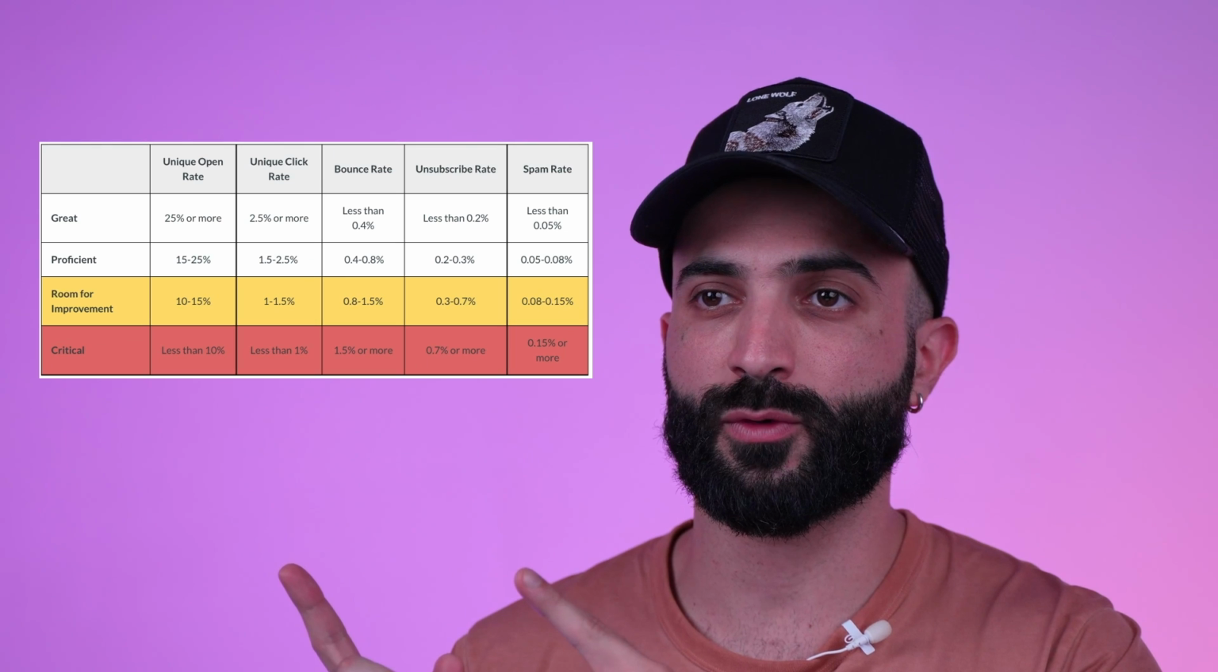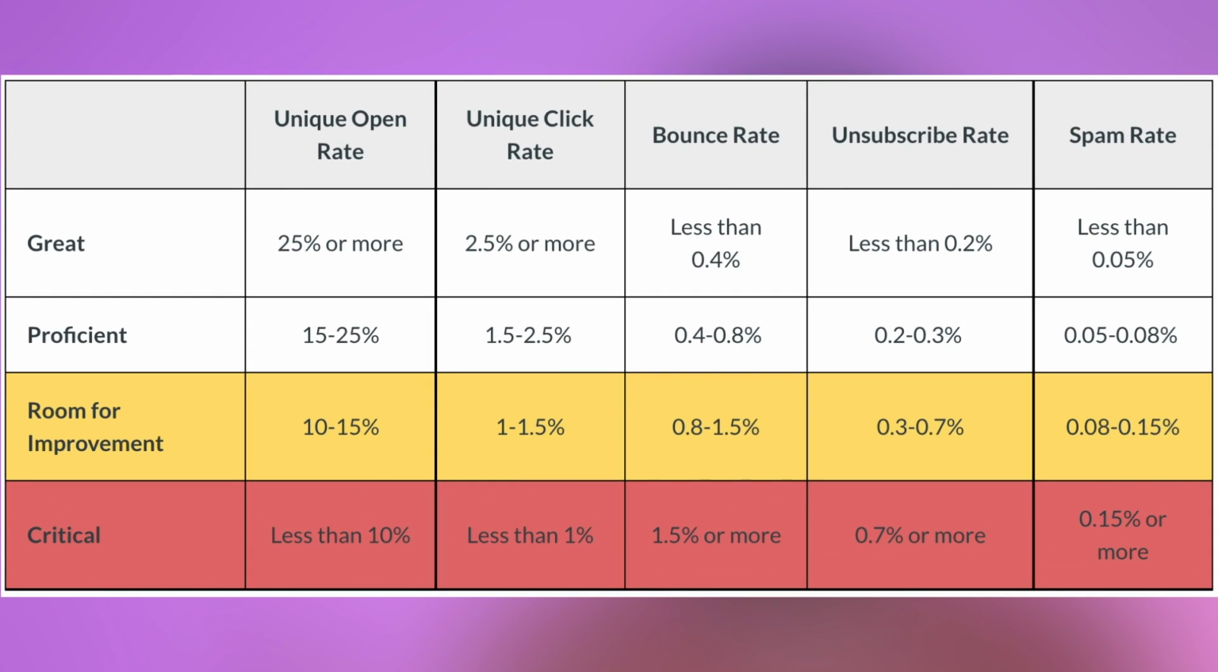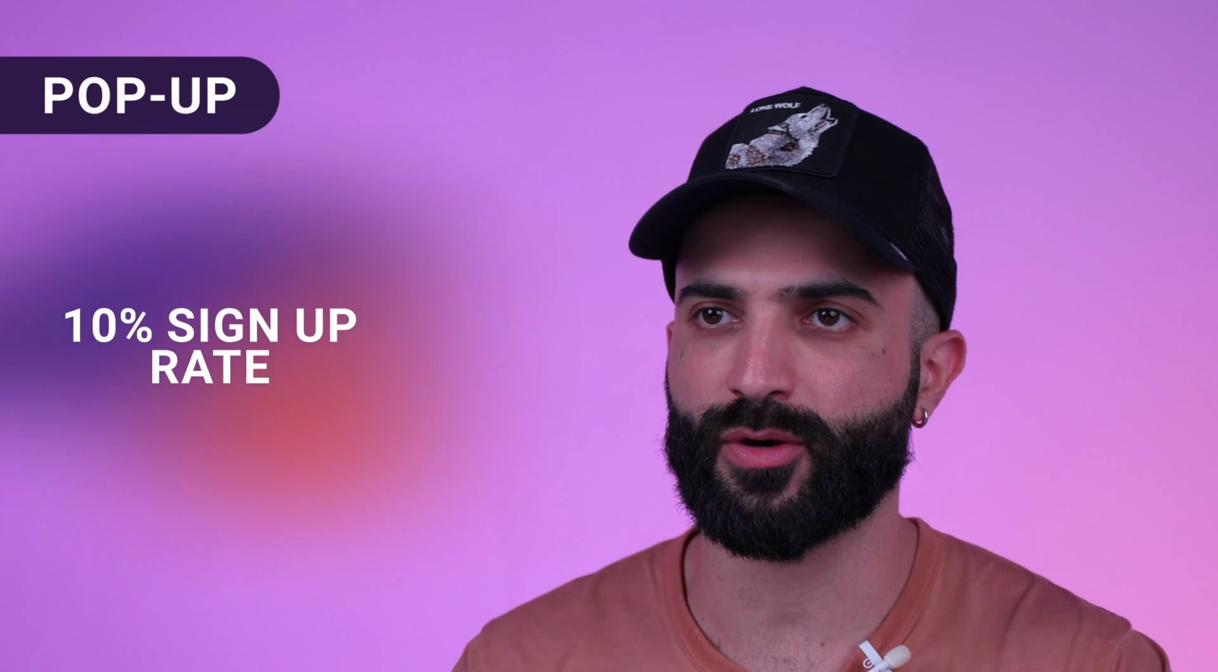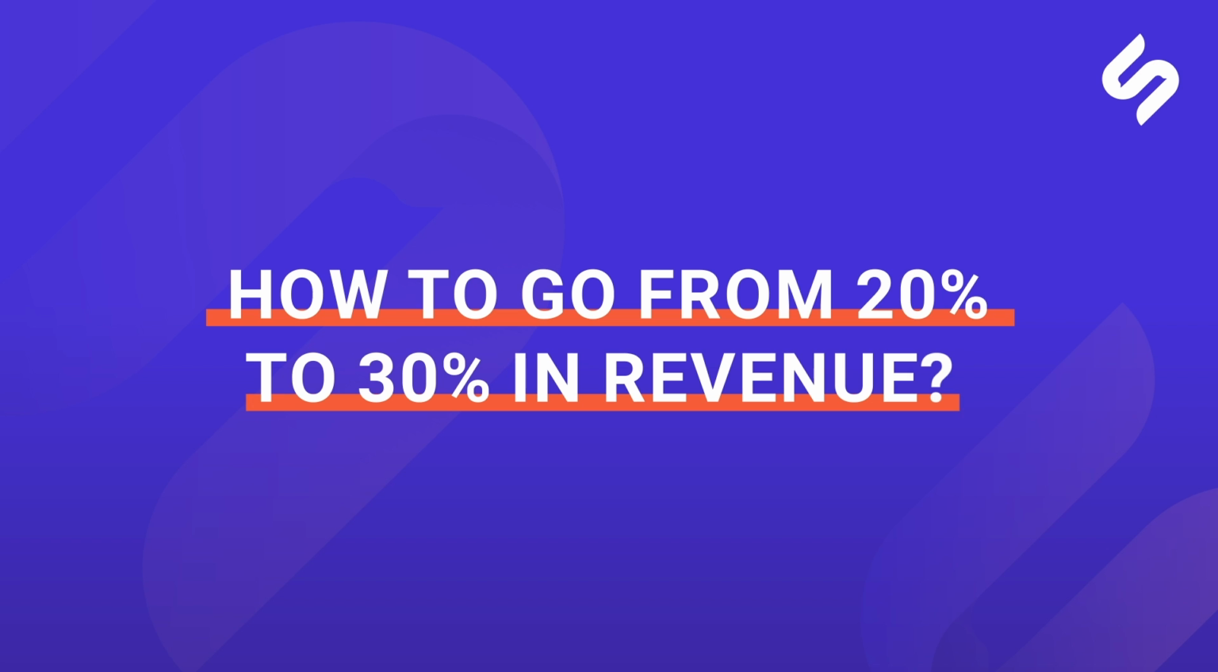Here's a quick resource for the deliverability benchmarks that Klaviyo provides us with. You definitely want to aim for that gray row at the top. Pop-up. You should optimize your pop-up to 10% sign-up rate. How to go from 20 to 30% and higher in revenue.